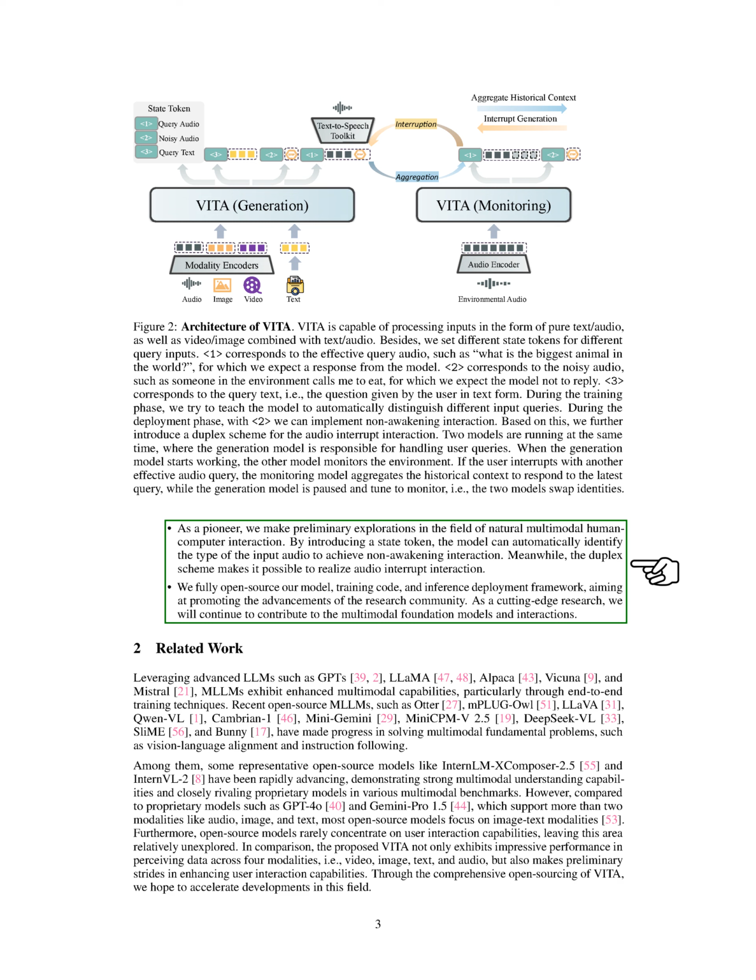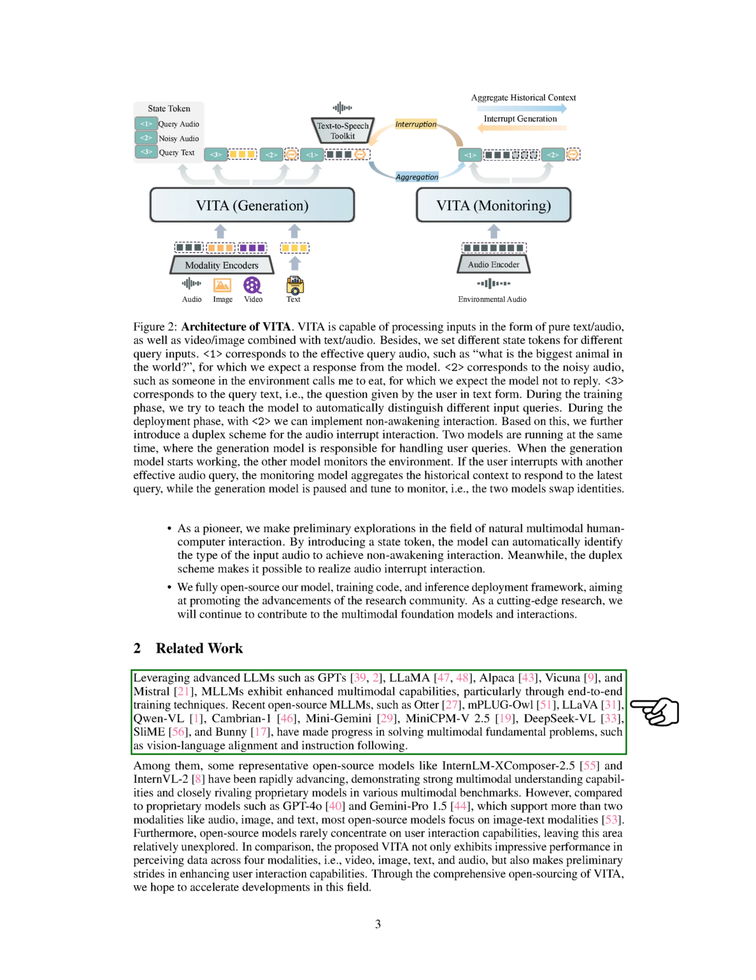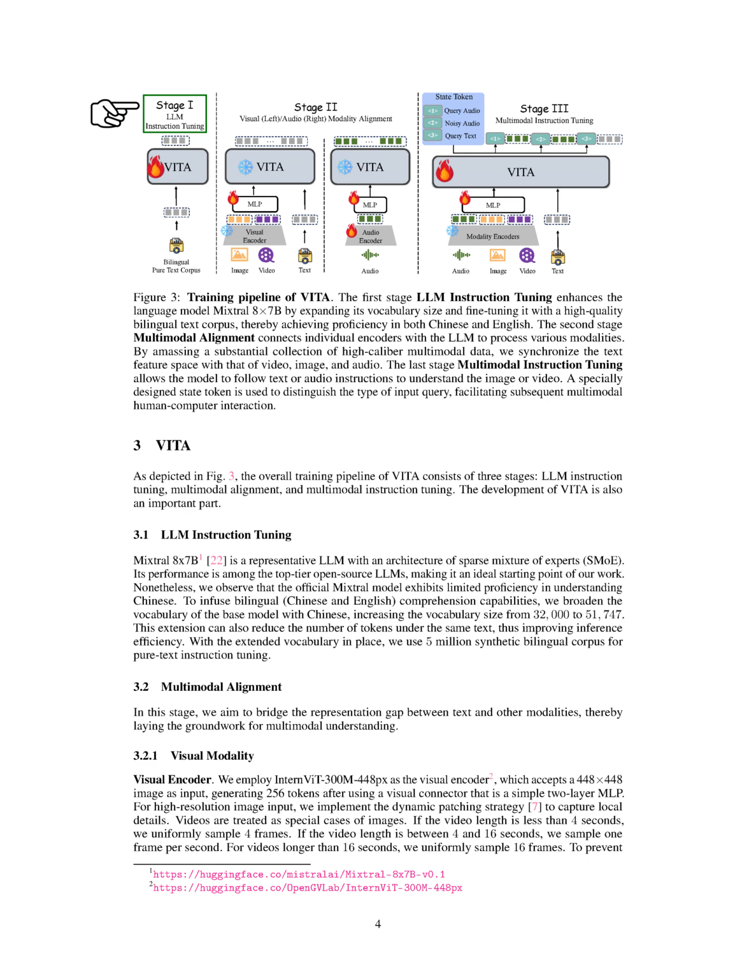In the related work section, we note that while advanced LLMs like GPTs and Llama have improved multimodal capabilities, many open-source models primarily focus on image and text interactions, with limited attention to user interaction features. In contrast, VITA excels in processing video, image, text, and audio, while also enhancing user interaction capabilities. Through the open sourcing of VITA, we hope to accelerate progress in this area. The overall training pipeline of VITA consists of 3 stages: LLM instruction tuning, multimodal alignment, and multimodal instruction tuning, which are crucial to its development.